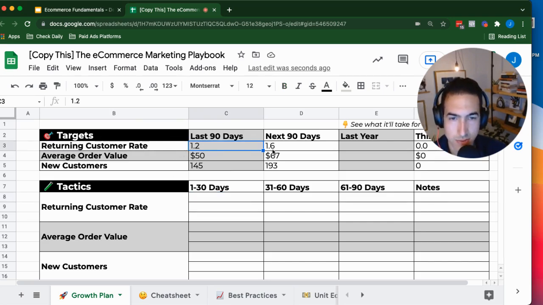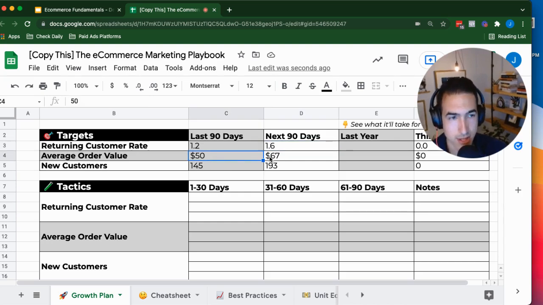But for returning customers, say we need to get this to 1.6, that may look like us adding a subscription option for the business. It may look like us adding in emails that get sent, 30 days after purchase, 60 days after purchase to get them to buy again.